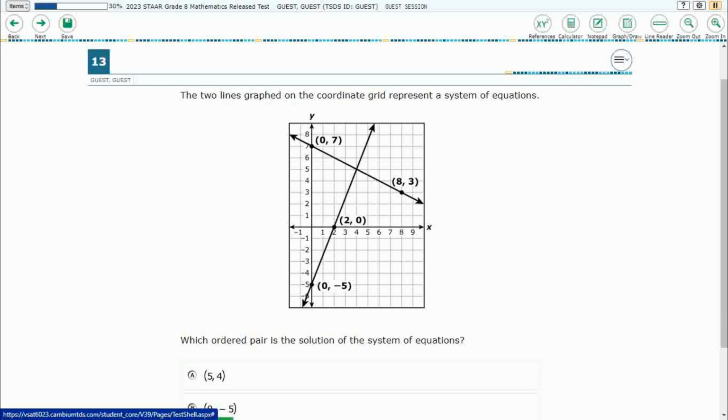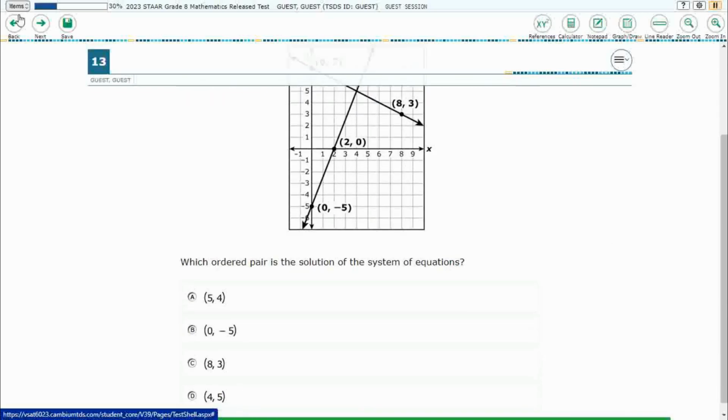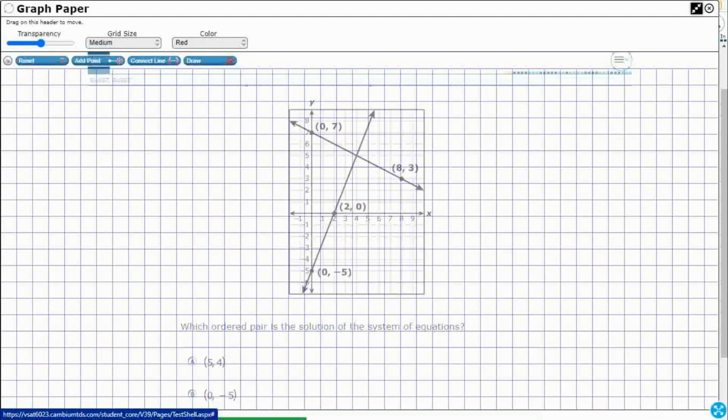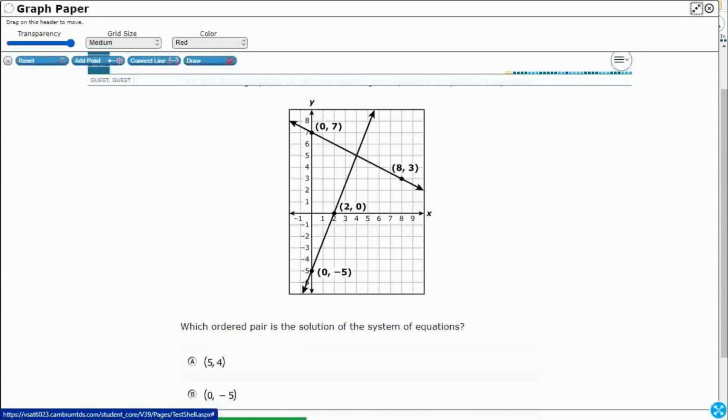So we get two lines that are graphed. We simply need an ordered pair that is the solution to the systems of equations. Now, if you know what a system of equations means, this is a really simple problem. So let's take a look at what that means.